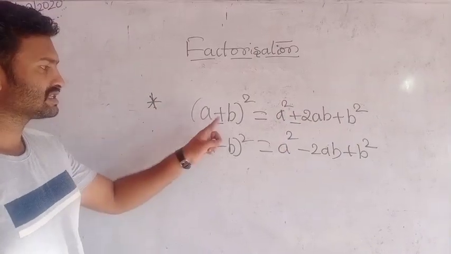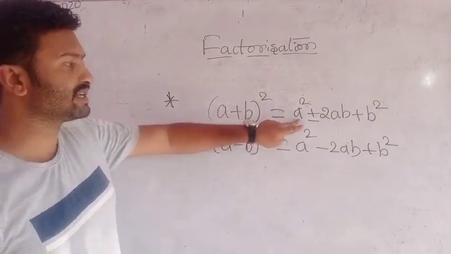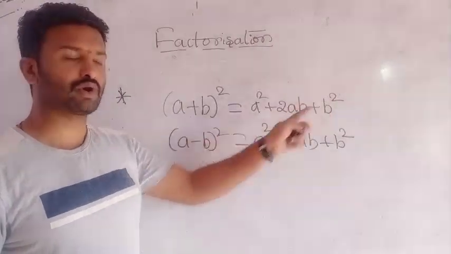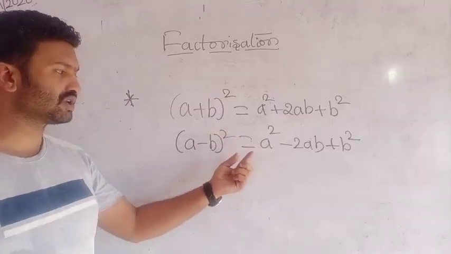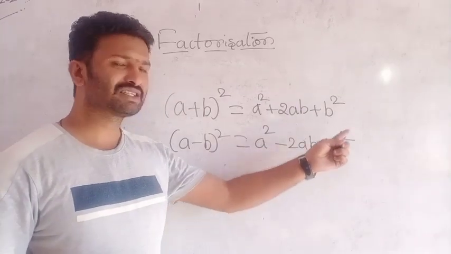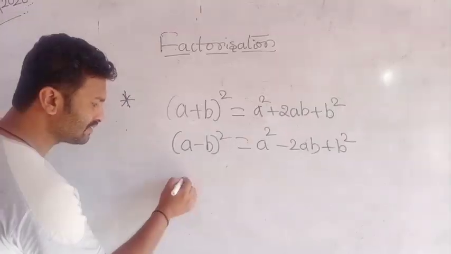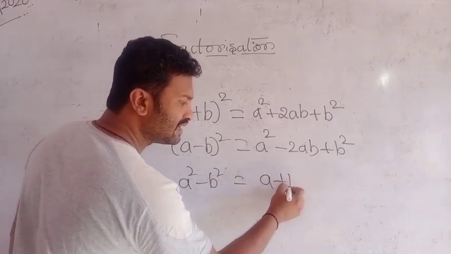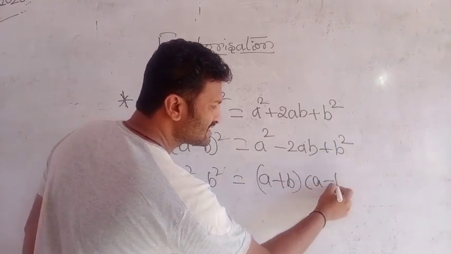Clear? (a + b) whole square equals what? a square plus 2ab plus b square. (a - b) whole square equals what? a square minus 2ab plus b square. And one more identity, a square minus b square equals (a + b) into (a - b).